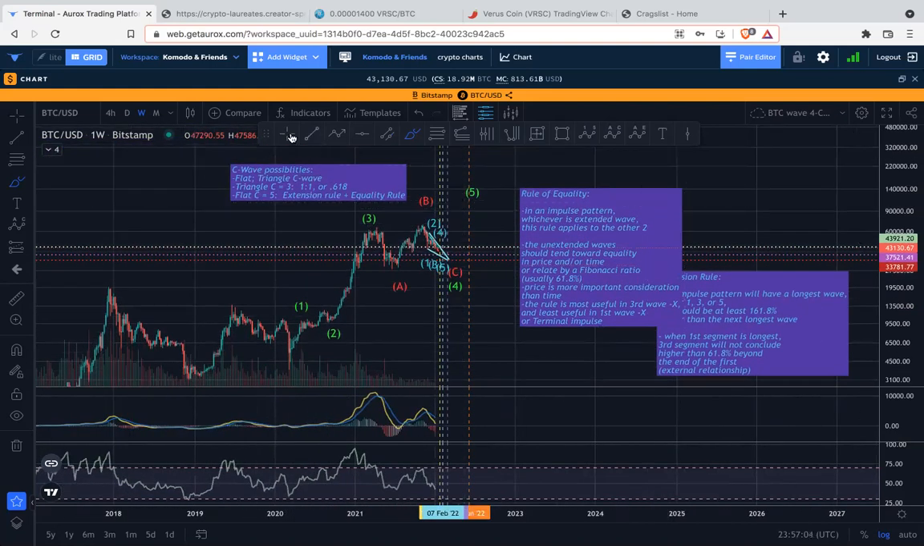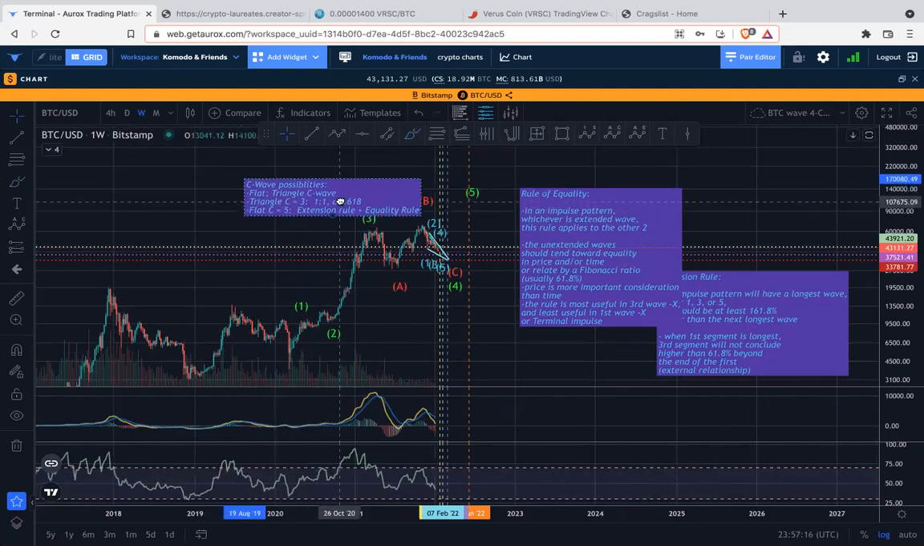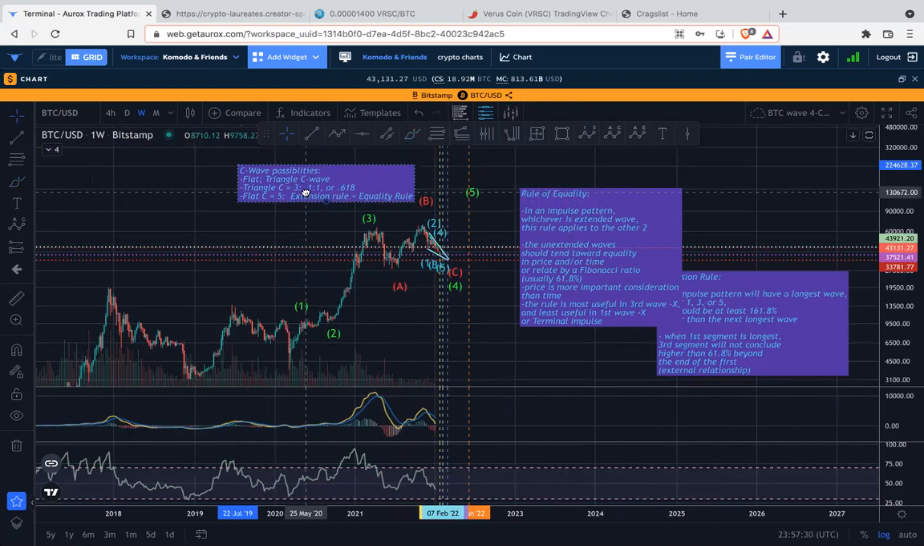The other thing here about C wave possibilities, again, like I said, is that it could be we're in a flat or the C wave of a triangle. And if it's a triangle C wave, a flat C, and yeah, so if it's a flat, we're really looking at this rule of equality and extension rule to play around with it. These are a couple notes that I had written.